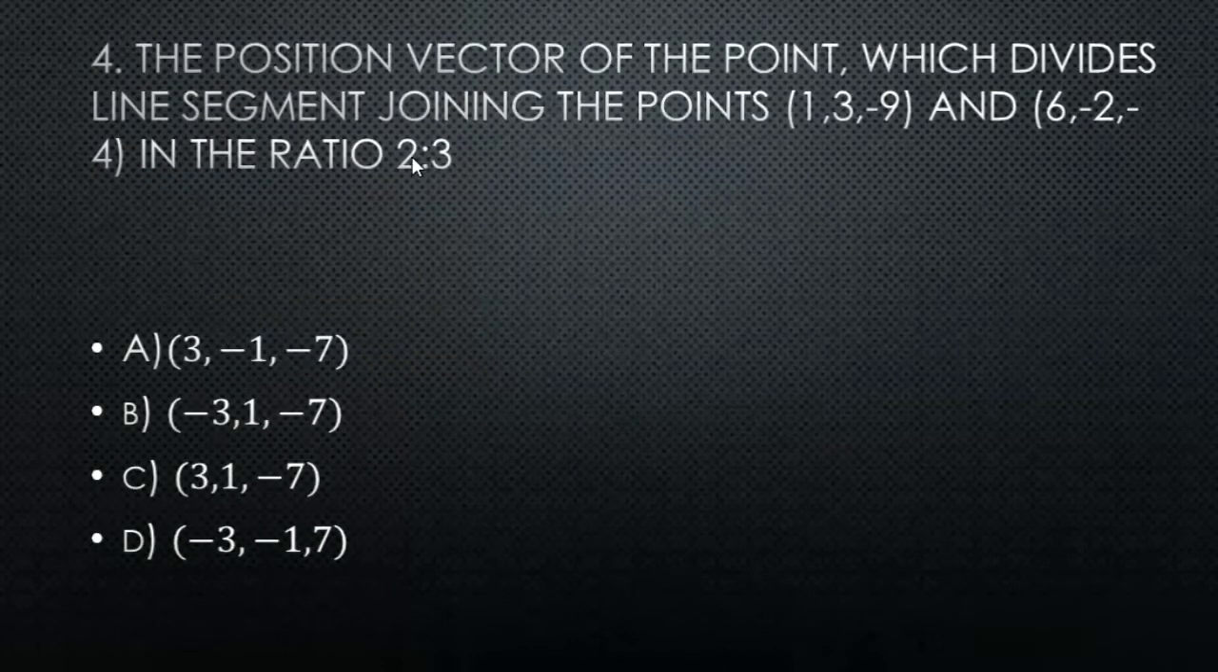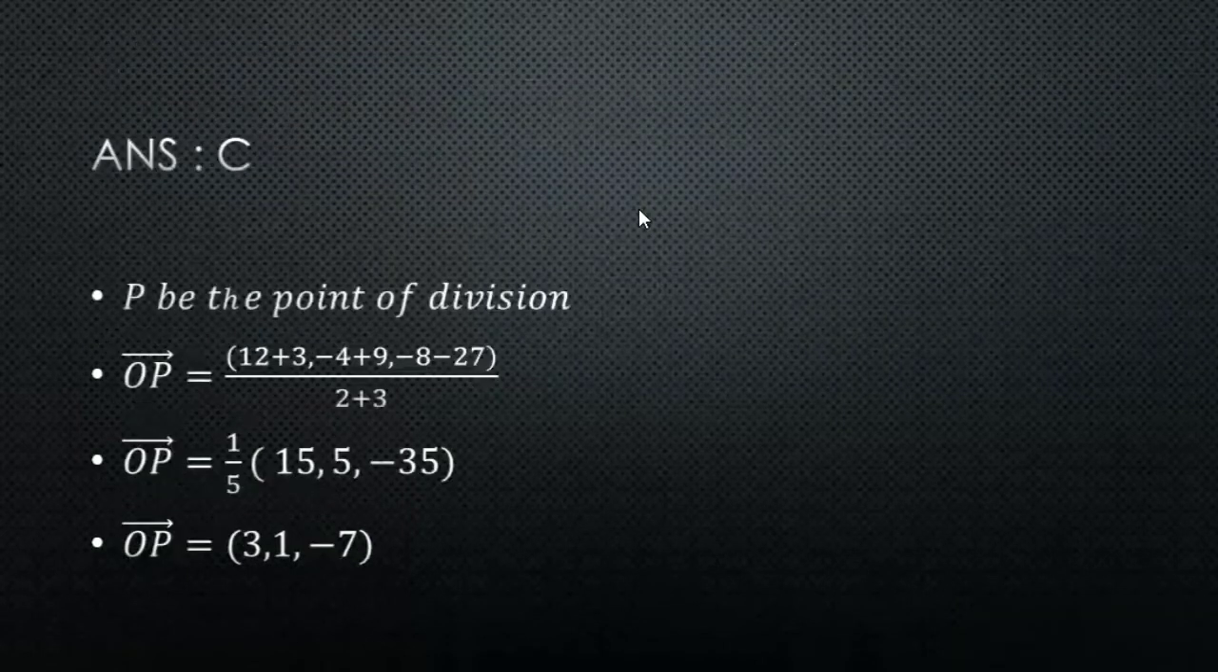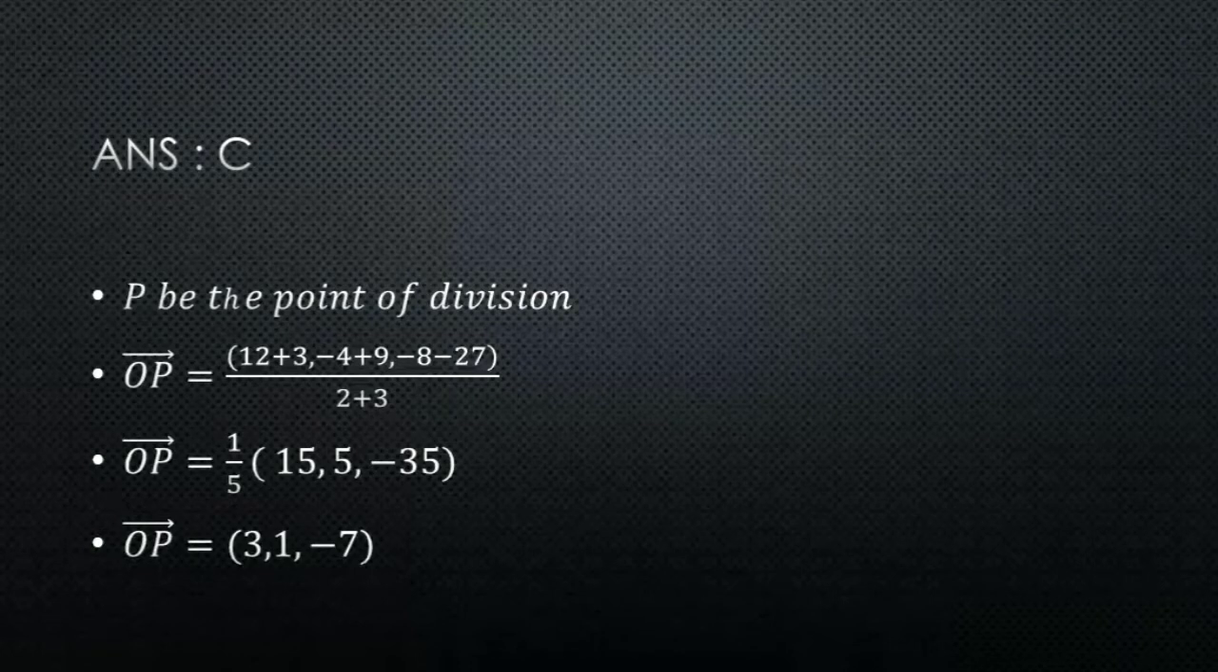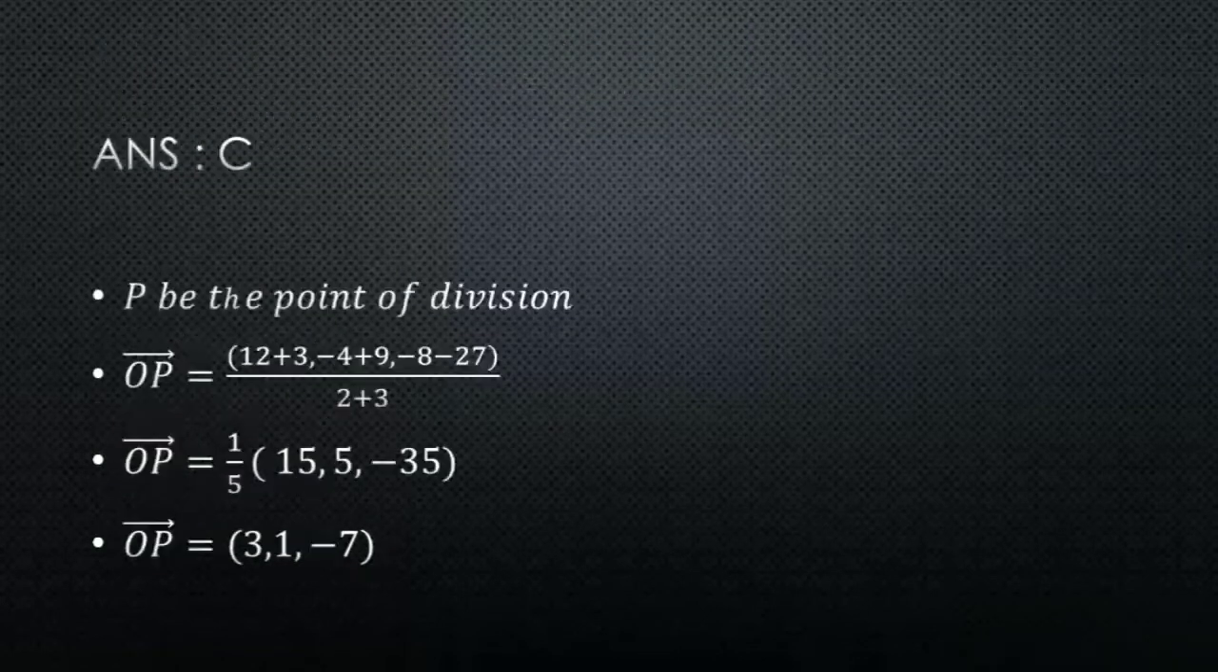Sorry, 2 into 4 is 8, minus 3 into 9 which is 27. So it will be minus 27, divided by 2 plus 3. If we simplify that, 15, 5, minus 35, and dividing by 5, you'll get 3, 1, minus 7. So the OP vector components are 3, 1, minus 7. So the vector will be 3i cap plus j cap minus 7k cap. So that is option C.